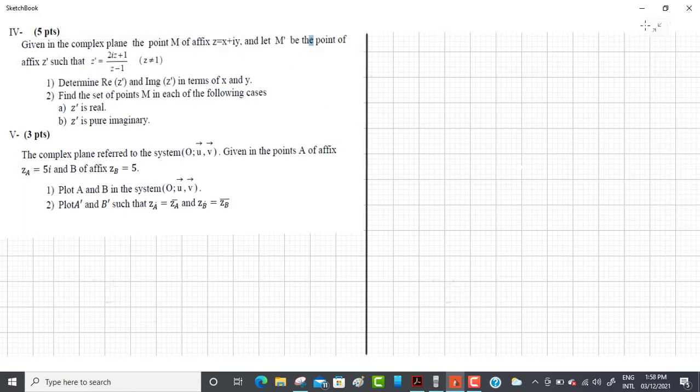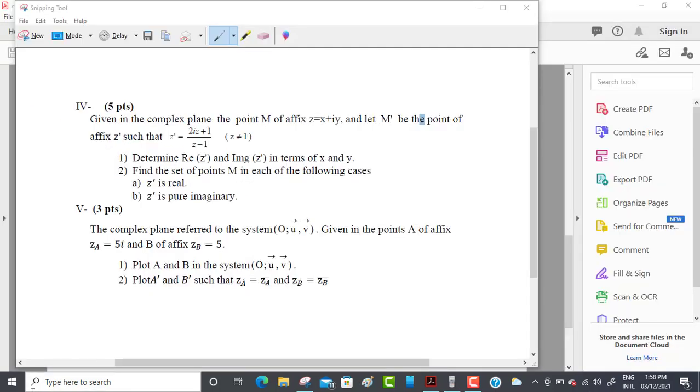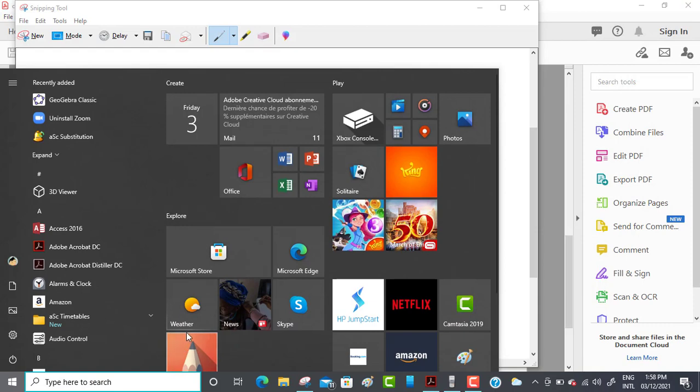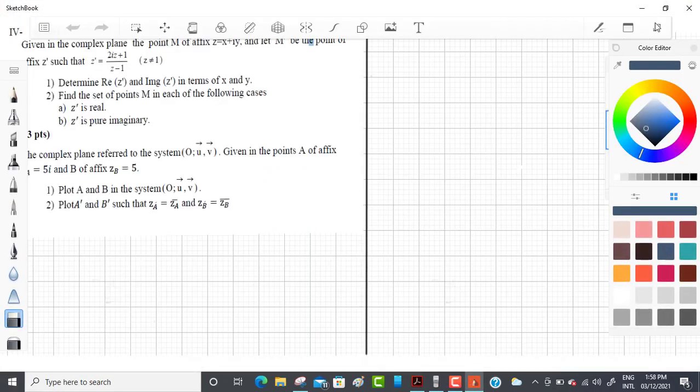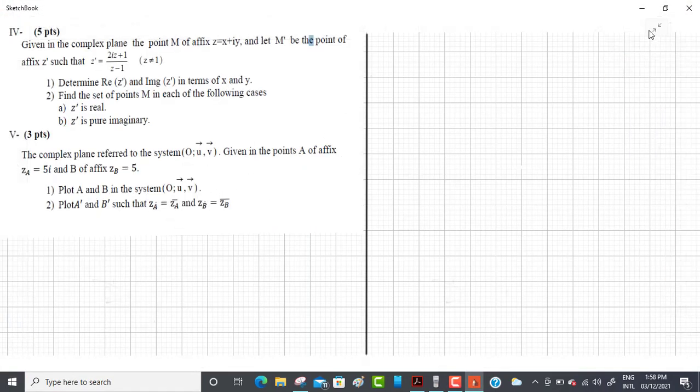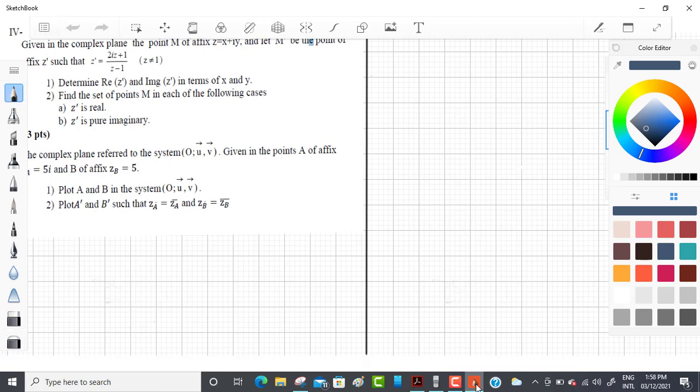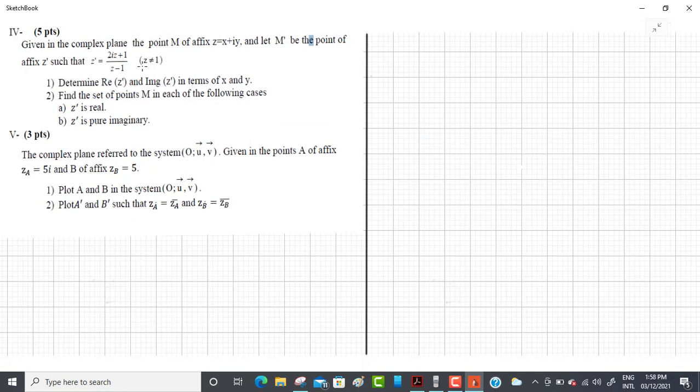Exercise number 4 is a very important exercise. Let's just start with: given the complex plane, the point M of affix z equal x plus iy, and M prime of affix z prime. As always, we'll have a relation between z prime and z.